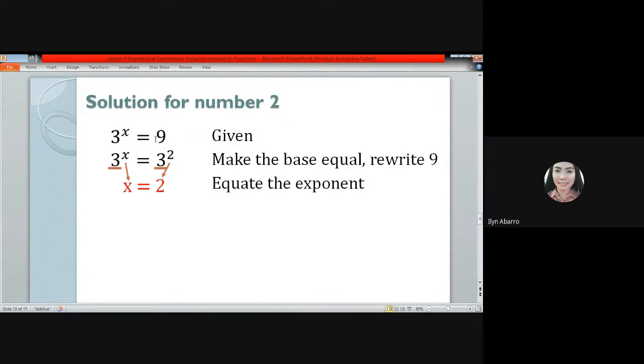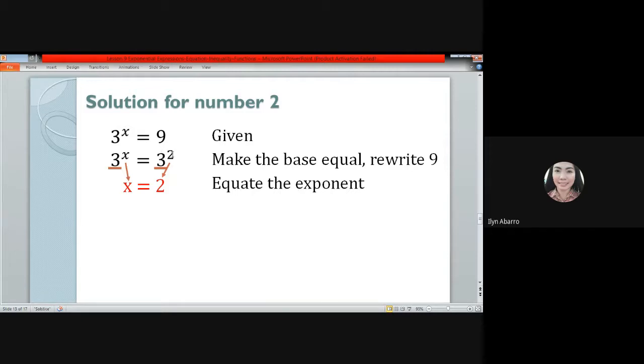3 raised to x is equal to 9. This is the given. So, sabi ko nga, our goal here is to make the bases equal. So, our base here is 3. And then 9, what is the exponential form of 9 with the base 3? So, that is 3 squared. So, 3 times 3 is 9. So, that is its exponential form ng 9.